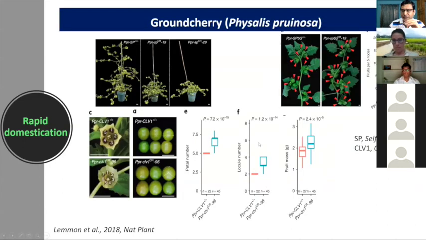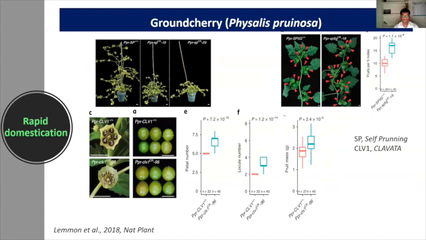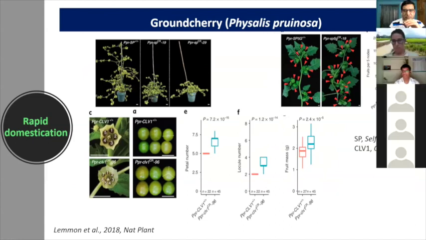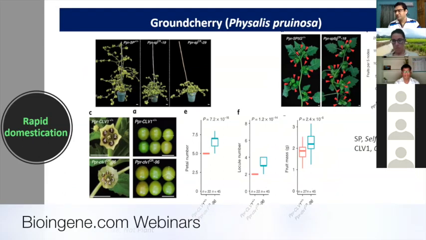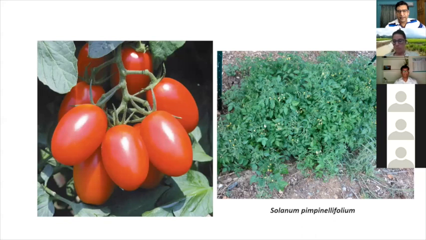So that was the classical example of rapid domestication of ground cherry into an edible one with all the domestication characters. Now, this is a conventional tomato that you look for when you go to a grocery shop.